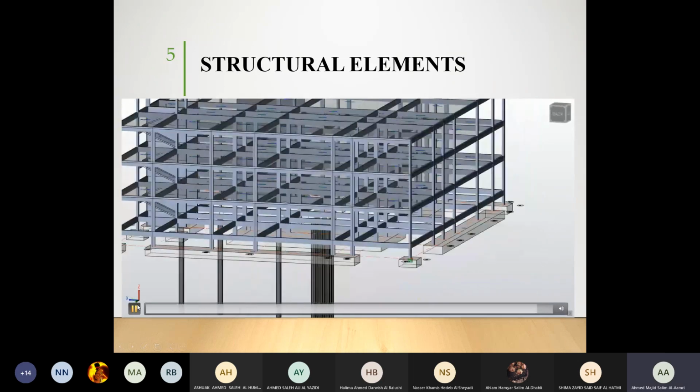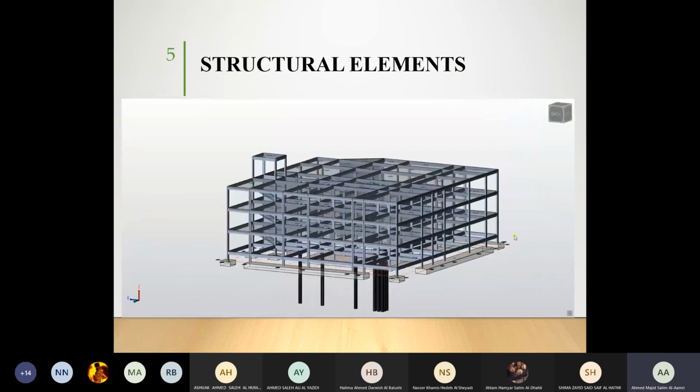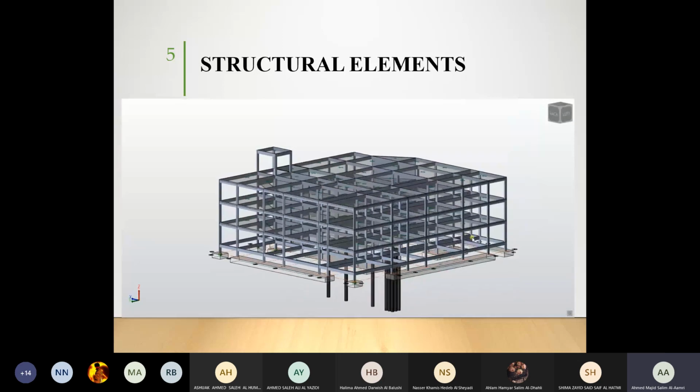So these are the different elements which you should know, which we are going to deal with. We are going to deal with different slabs, different types of columns, different types of foundations. Unfortunately, since we have studied this in Design of Structures 1, we will not deal with it once again.